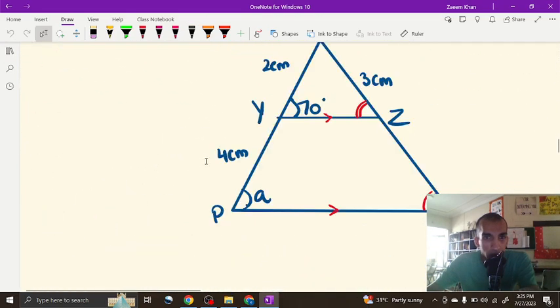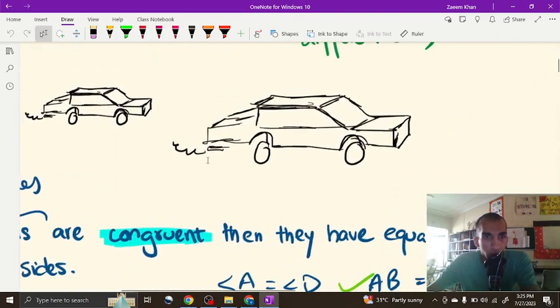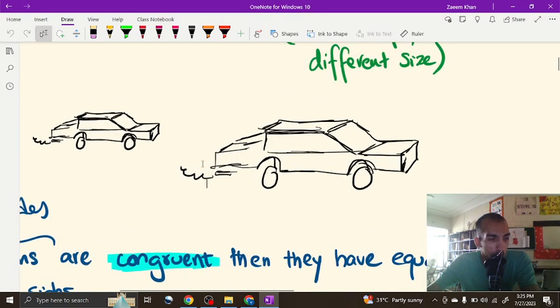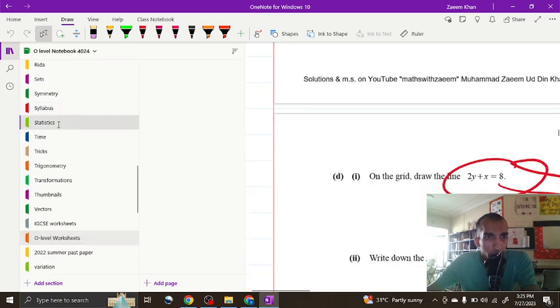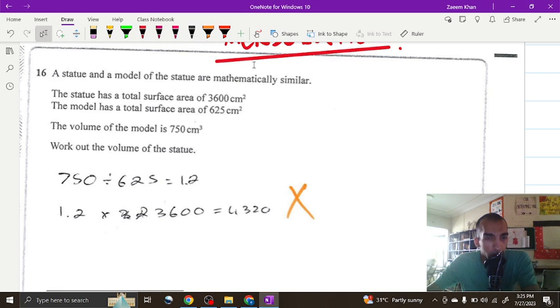Does this ring a bell? How would you describe these two shapes? Are they congruent or similar? Similar. Same shape, different size. If they're similar, one must be the actual shape, which is the big one. The model is usually the smaller one, right?